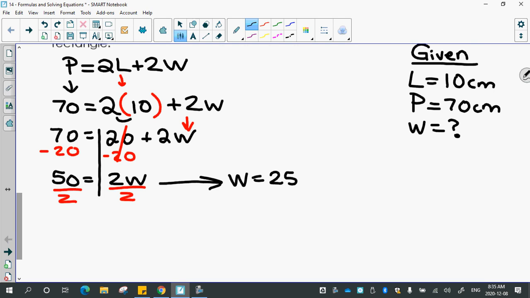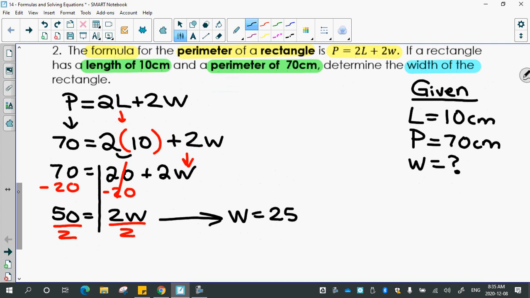Okay, if it was just a solving equations question, that would be your answer. But it's a formula question, so determine the width. So you're going to do your 3 dots for therefore. The width is 25, and then look and see what the units were in the other measurements here. Centimeters. So the width is also going to be in centimeters.